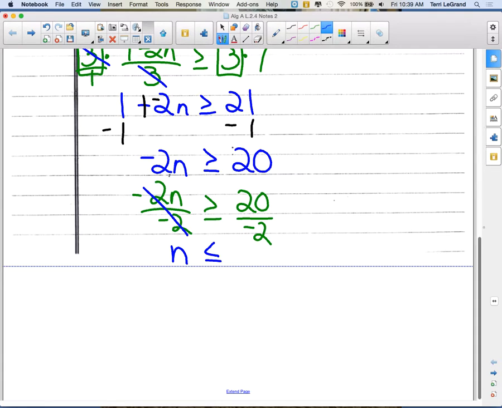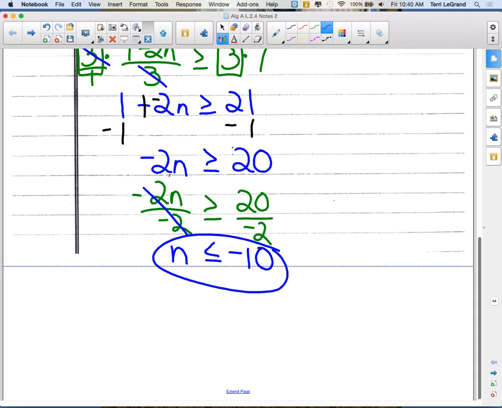What's a positive divided by a negative? Negative. And how many 2's are in 20? 10. So n is less than or equal to negative 10. Notice there were 2 times we multiplied or divided in this problem. First we multiplied, so we had to stop and think, did we multiply by a negative? And then in the end we divided and we had to ask ourselves, did we divide by a negative?